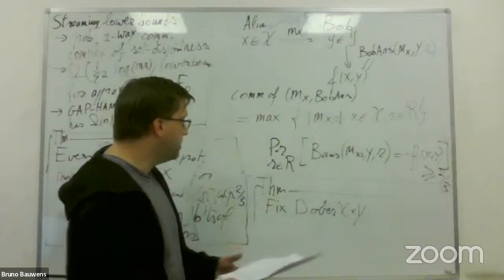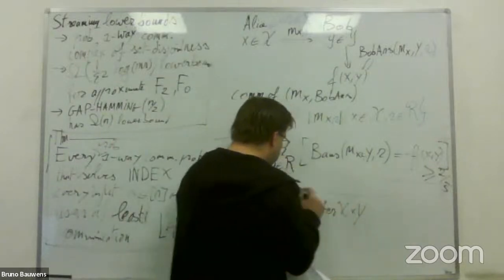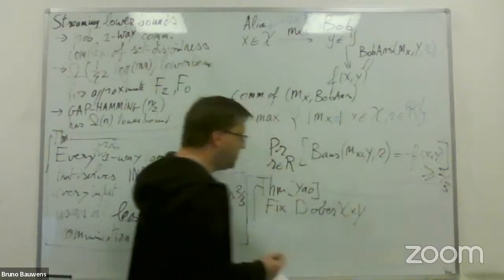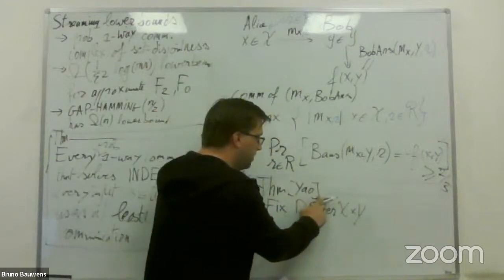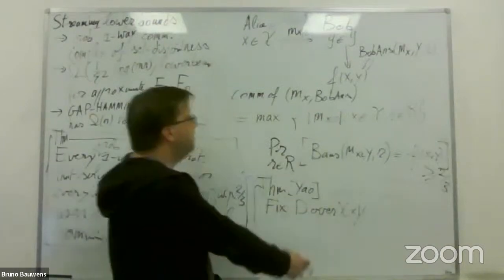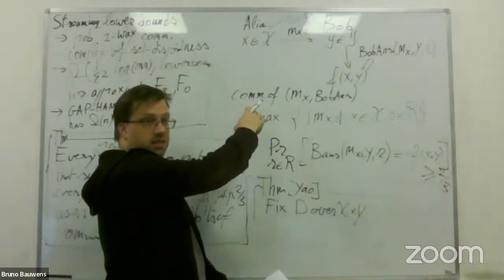So Yao's theorem says that if there exists a distribution such that every deterministic protocol fails on average against this distribution, then probabilistic communication complexity is big.